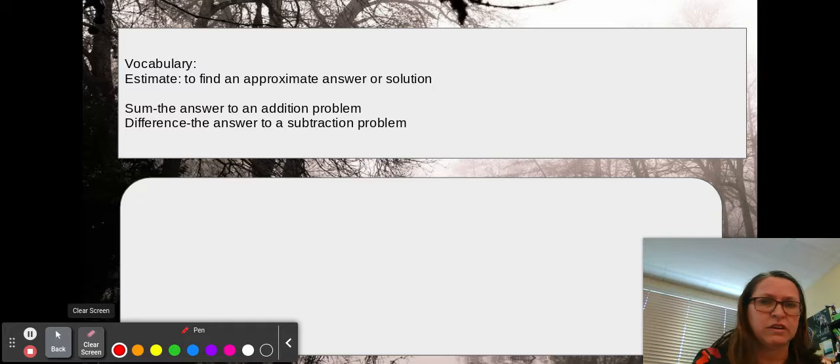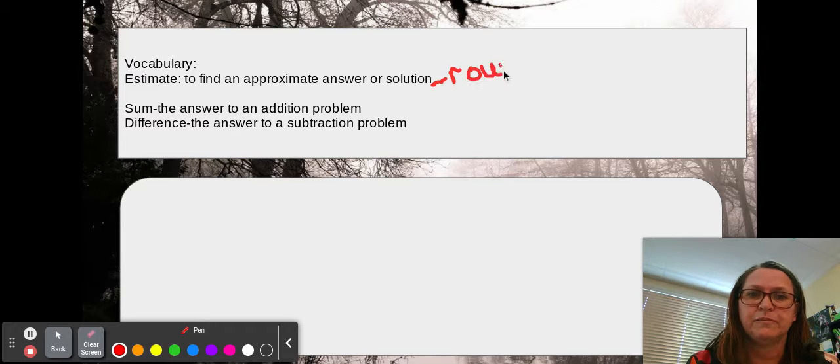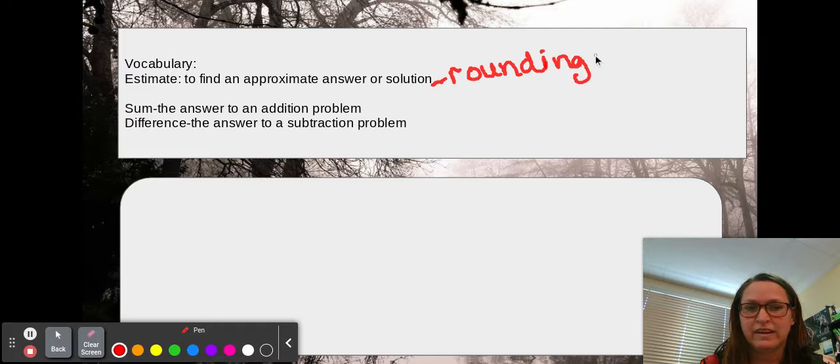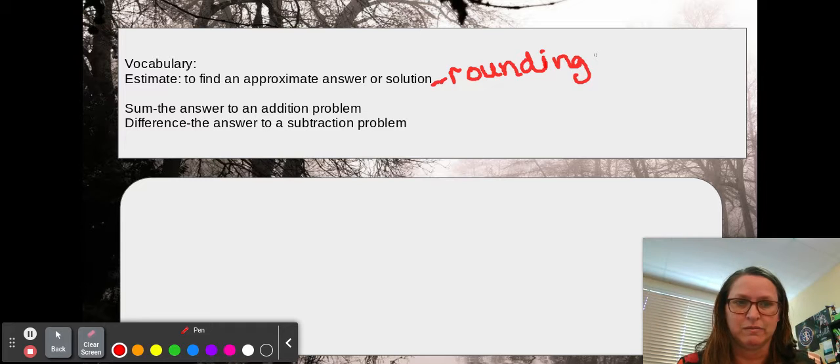A very common thing when you're talking about estimation, at least for adding and subtracting decimals, is that you are going to be rounding. That is like throughout the entire lesson today, you are going to be rounding when it tells you to estimate. Once we get to multiplication and division, then we're going to talk about a few other methods. But for right now, when you find an estimate, it is to round.